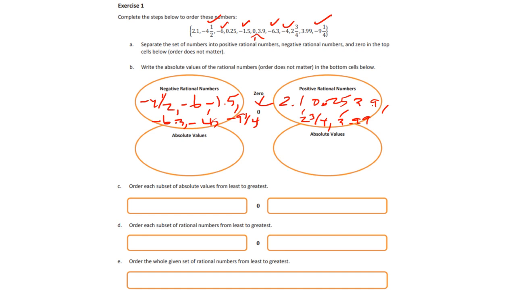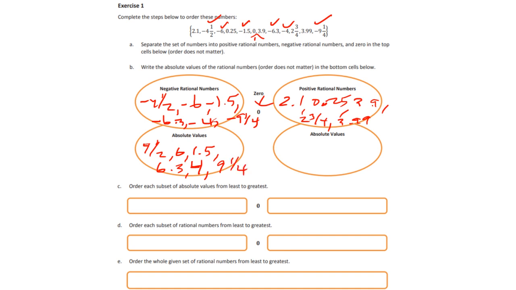Absolute values means I'm just going to take each one of those and find the absolute value. The absolute value of -4.5 is just 4.5. Absolute value of -6 is 6. Absolute value of -1.5 is 1.5. And so each one of these absolute values is going to be that same number. It's just the positive version of it when we're looking at our negatives. So I've got a -4, so that would be an absolute value of just 4. And then the last one is an absolute value of 9 1/4.